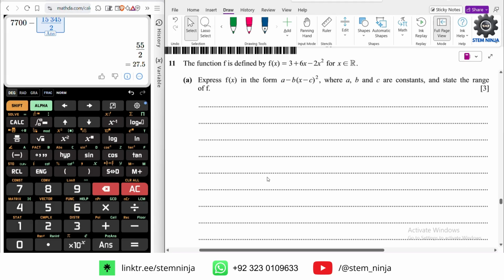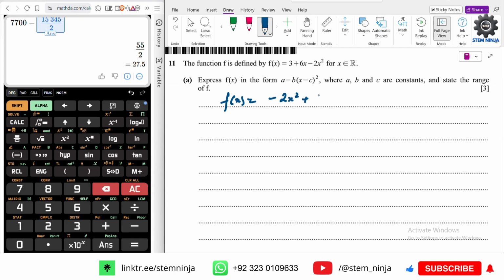Question number 11. Function f is defined by f of x equals 3 plus 6x minus 2x squared for x in the set of all real numbers. Express f of x in the form given. Alright, so basically we need to complete the square for this. First off, we rearrange this: minus 2x squared plus 6x plus 3. Take minus 2 out. This becomes x squared minus 3x plus 3.